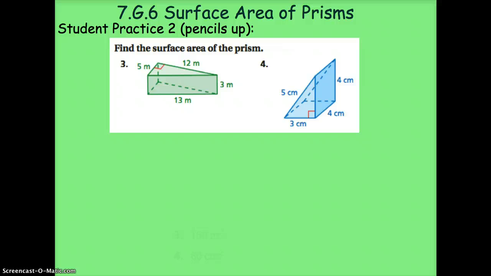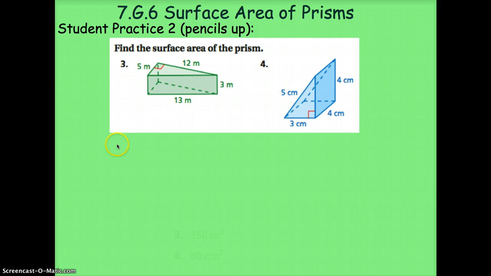Okay, let's go ahead and get to student practice. Exactly the same thing as you did before, except this time the bases are triangles. Make sure when you choose the base and the height of the triangle that they are the ones on either side of the right angle, because remember the base and the height have to be perpendicular to each other. Go ahead and press pause, press play when you're ready to see your answer.